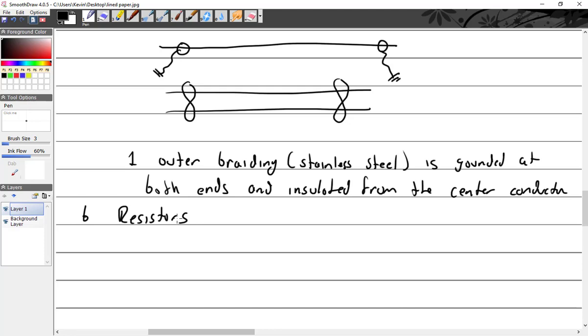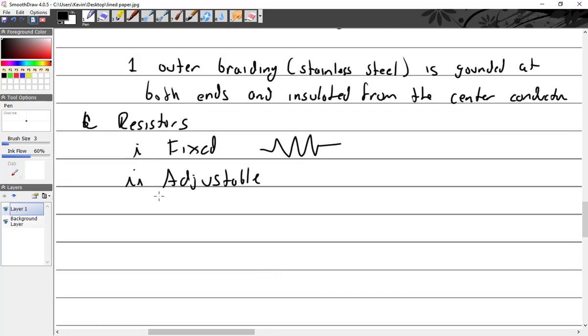Well, if I make it C, then everything's going to be messed up. C, it's resistors. We have the fixed, which you are very familiar with. We have the adjustable. And the adjustables can get a little confusing because you have rheostats and potentiometers. Rheostat versus potentiometer. And both are a type of variable resistor.